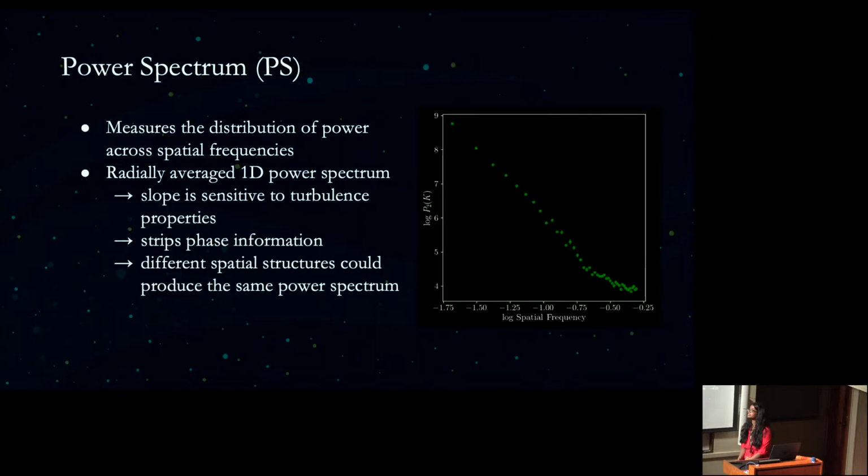So we next look at the power spectrum, because the power spectrum measures the distribution of power across various spatial scales. So here's an example of a power spectrum on the right that has been 1D radially averaged. And this slope is often capturing information about turbulence properties. That's usually where it comes up. And the key problem with it potentially is that it strips out phase information. So it's hard to capture some of the structures that we're interested in using it, because different spatial structures could potentially produce the same power spectrum.